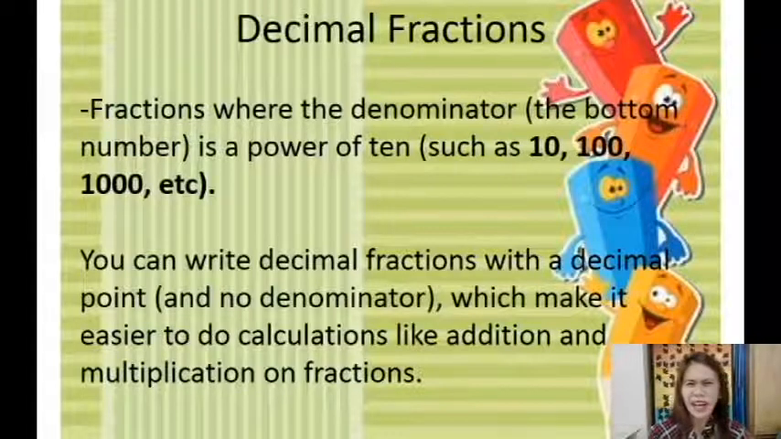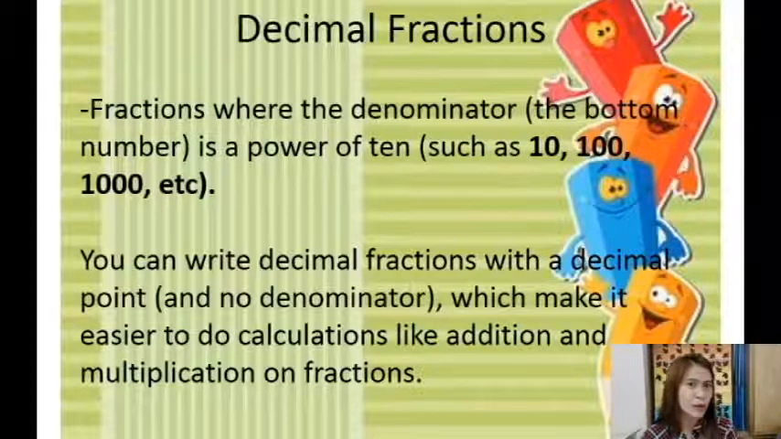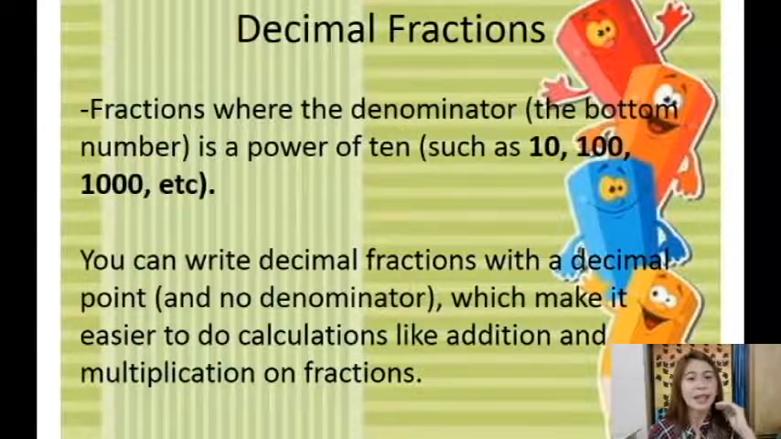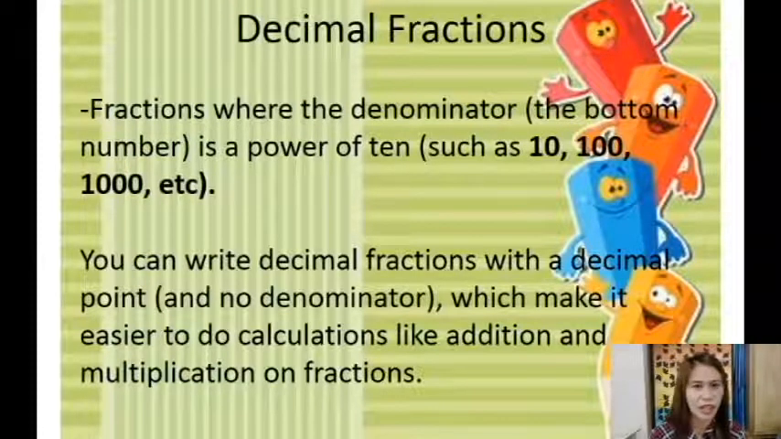Now, okay, if 25 parts of 1,000, okay, that is 25/1000. So, the decimal fractions are the fractions where the denominator or the bottom number is a power of 10, such as 10, 100, 1,000, 10,000, and so on. Okay? You can write the decimal fractions with a decimal point, but this time, wala na siya denominator. Okay? Which make it easier to do calculations like addition and multiplications on fractions.